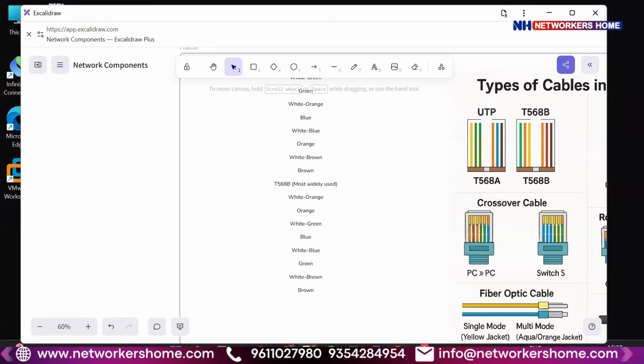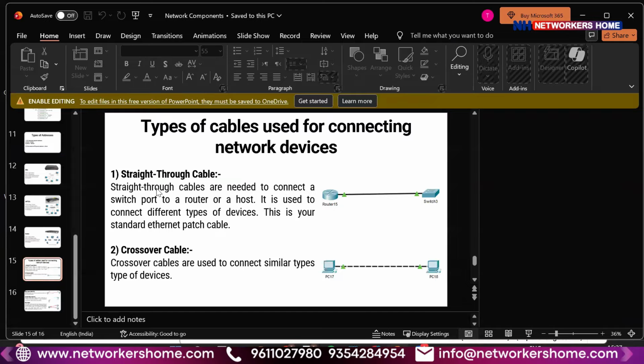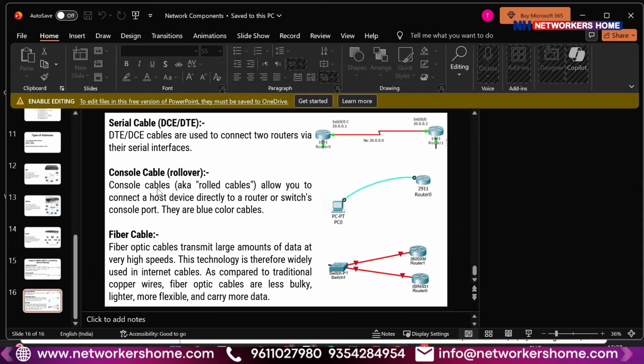Now come to this part. Straight through cables are needed to connect a switch port to a router or a host. It is used to connect different types of devices. This is your standard Ethernet patch cable. When I'm connecting different devices, we use this straight through. And then crossover cables are used to connect similar types of devices. And then we have serial cable, but we don't use the serial cable anymore.